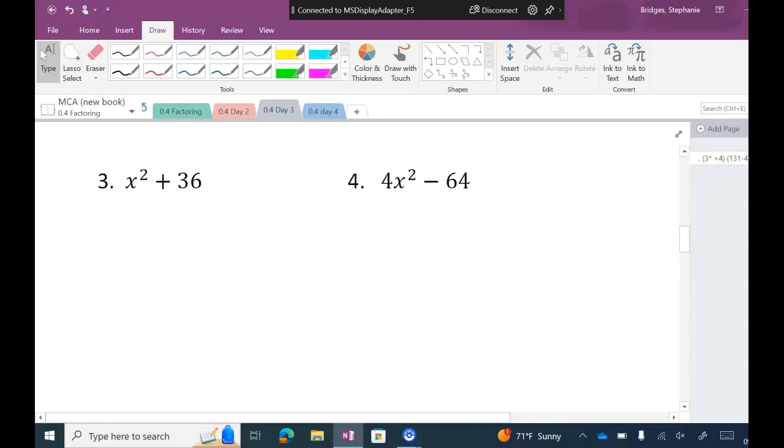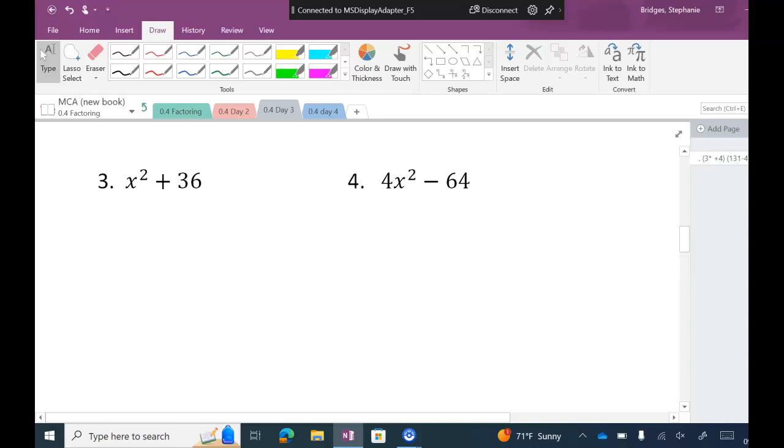Do I have a GCF? No. Are both of my terms perfect squares? Yes, but what's wrong? Why can't I factor this? Because it's a plus. The only way you can factor it is if it is a minus.